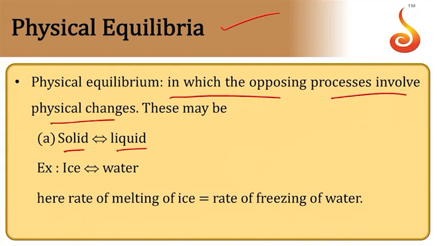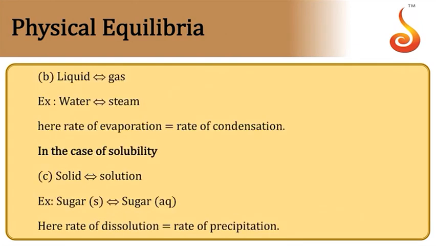So, for example, solid to liquid, something like ice to water. Here, the rate of melting of ice must be equal to the rate of freezing of water. When both the rates are equal, we can say it's a physical equilibrium between the solid and the liquid. Then comes gas to liquid. Water and steam we can take. Here, the rate of evaporation of water must be equal to the rate of condensation of steam. Then we can say both of them are in equilibrium.